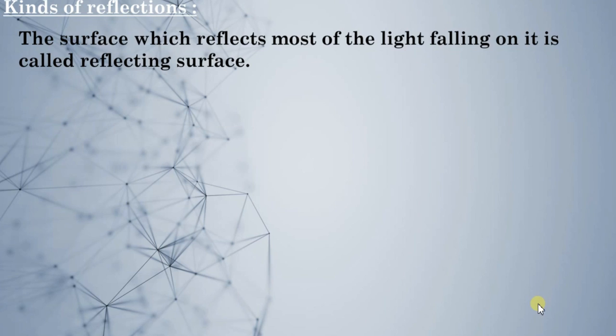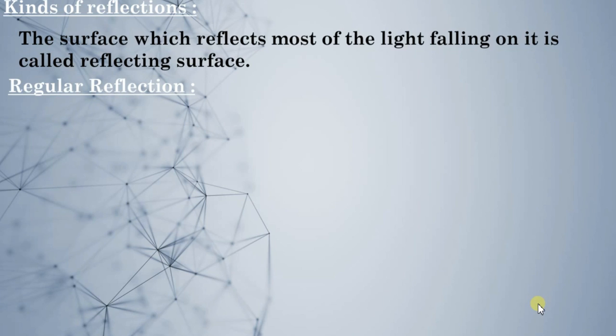Now, reflecting surface. The surface which reflects most of the light falling on it is called a reflecting surface. At your houses, you will be able to see your floor reflecting the light, so it's a reflecting surface. Similarly, glass. These are all examples of reflecting surfaces. There are two types of reflecting surfaces: regular reflecting surface and irregular reflecting surface. Let us see regular reflection first.